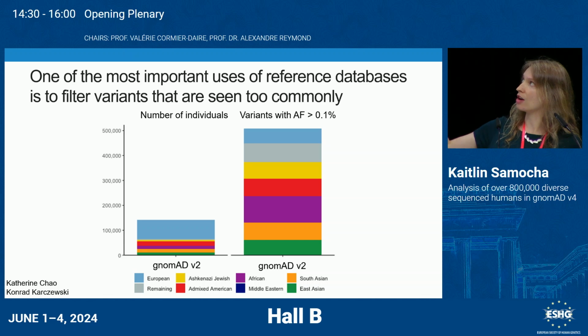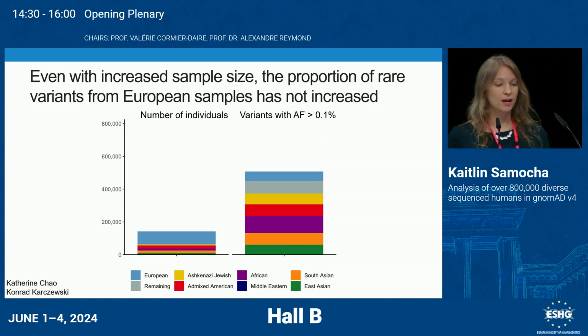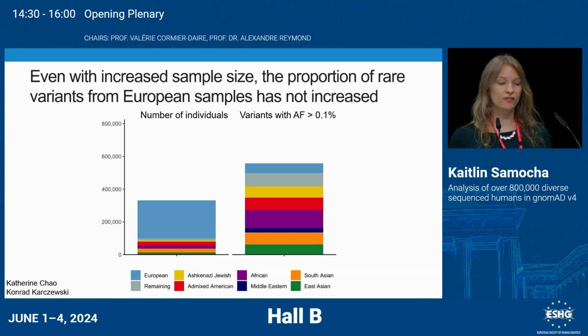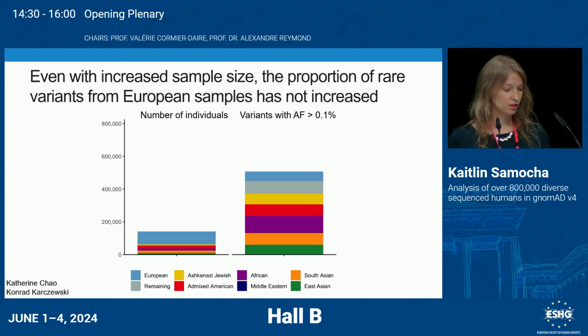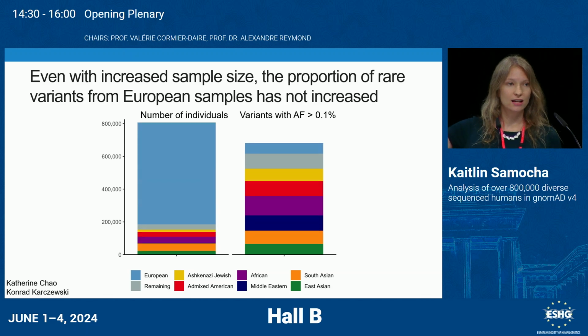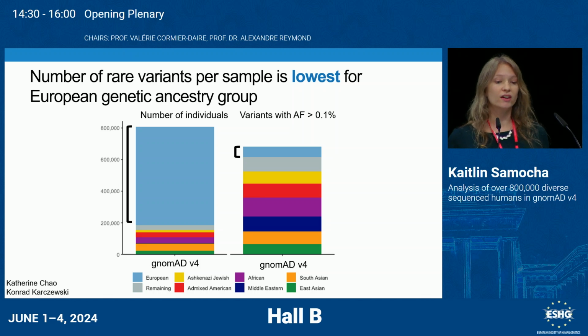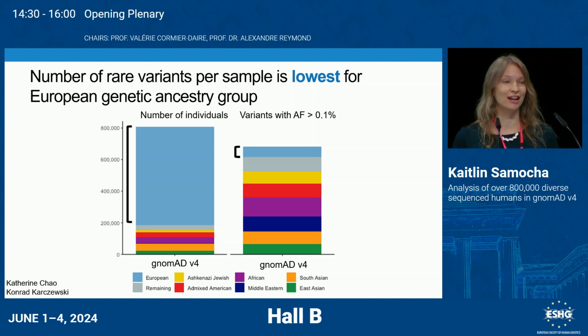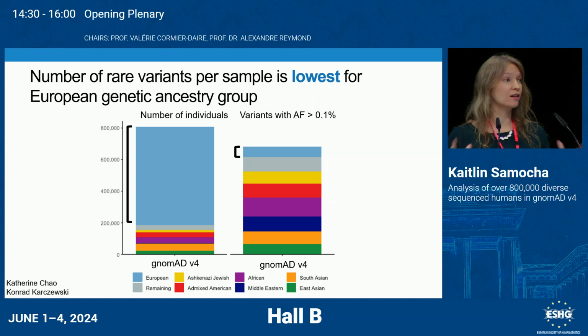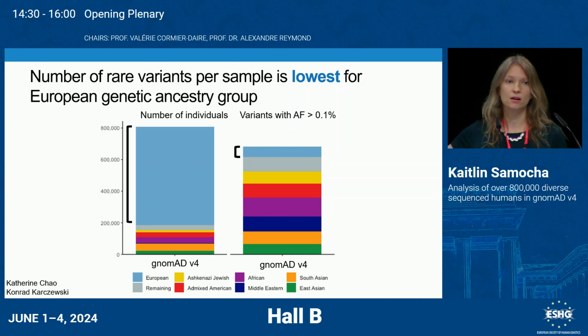And you can see there's contributions from all of the different groups. But as we move to v4, the proportion of rare variants from European samples hasn't increased at all. In fact, let's do that again. You can see that even though we've massively increased the European samples, this has stayed the same. So in fact, the number of common variants per sample is lowest for the European genetic ancestry group. And some of this is we're starting to hit numbers within the European genetic ancestry group where we have a pretty good sense in the coding region of what is a common variant and what can therefore be removed from these diagnostic pipelines. But there's much more to learn about some of the other populations around the world.